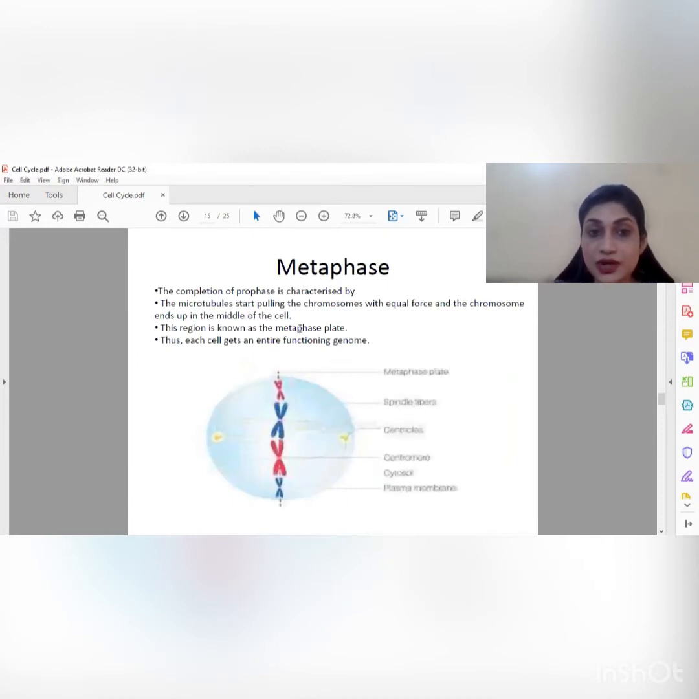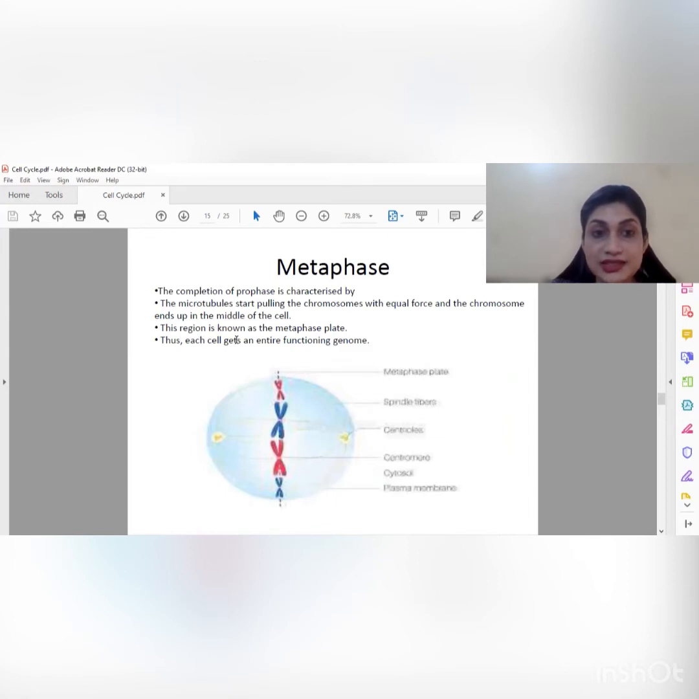This region is known as the metaphase plate. Like I told you, this is also known as the equatorial plane. You must have seen the Earth. We have an equator, which is the middle line passing through the Earth. So that is the reason it is also known as the equatorial plane.